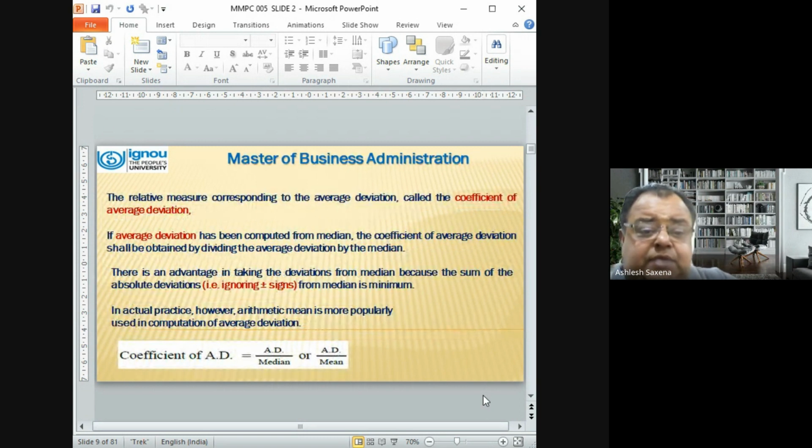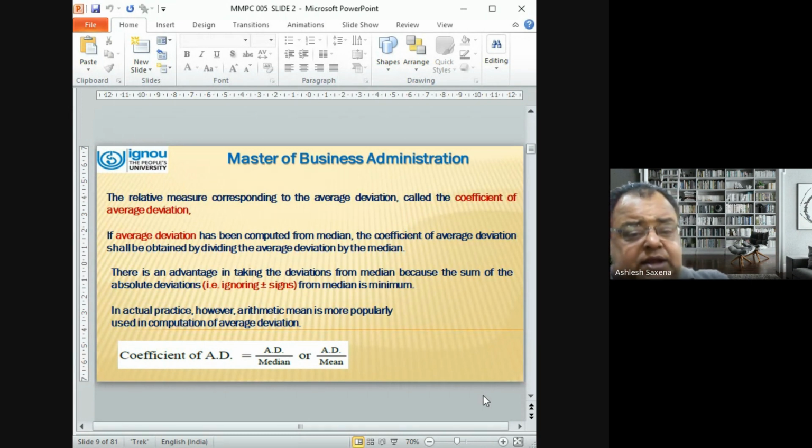The relative measure corresponding to the average deviation is called the coefficient of average deviation. If average deviation has been computed from the median, the coefficient of average deviation shall be obtained by dividing the average deviation by the median. It's very well understood. If they're asking about the mean, the whole calculation has to be done from the mean. And if they are asking from the median, then the whole calculation is to be done from the median.